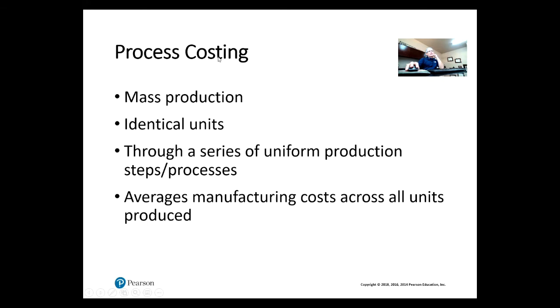So when I think of process costing, I think of a bottling plant, where you see these conveyor belts of all these bottles, all exactly the same, being manufactured at the same time. They're moving through the process. Water, carbonated water, syrup, whatever the ingredients are of the soda, or whatever they're bottling. And it just goes from station to station, moving in mass production.